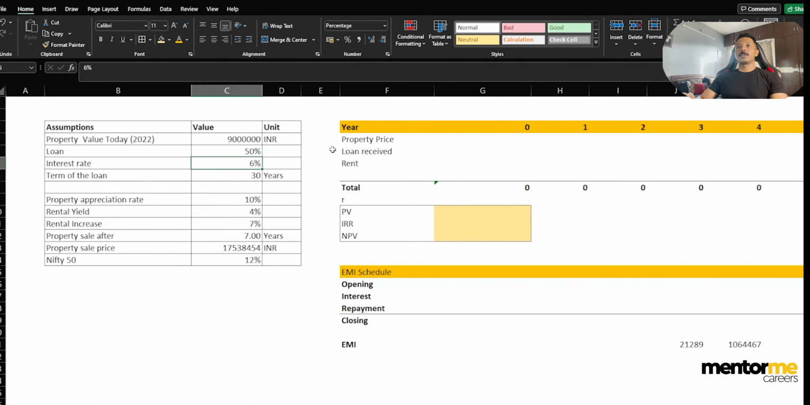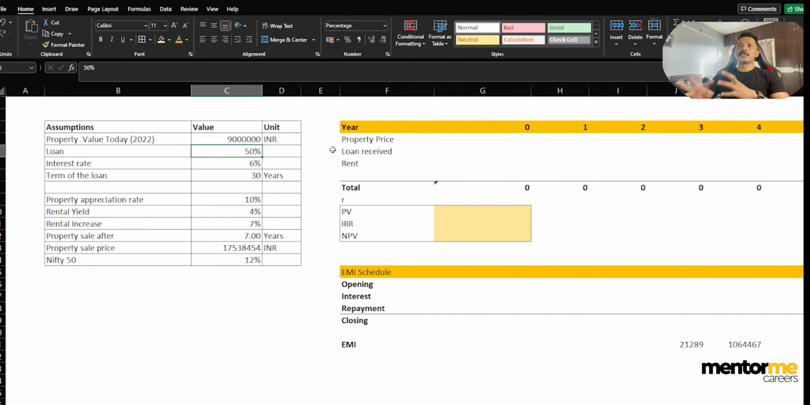I'm not going to bore you with the theory, and I'm going to directly go to the template. The template is attached to this video. So let's say that there's a property which is available for 90 lakhs. Pretty reasonable property considering how the rates are currently in the market. And let's say the banks are ready to fund about 50% of the purchase price. Interest rate is about 6%. The term loan which is available for property purchase is about 30 years.